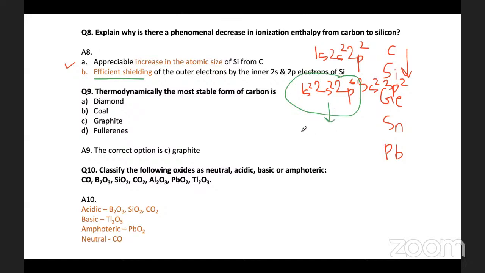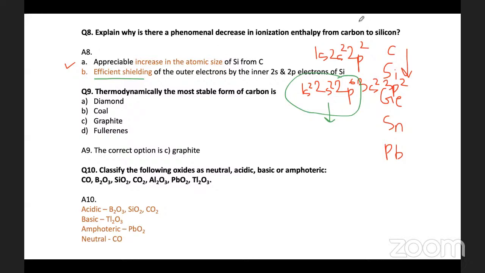So the nucleus will not be able to drag the 3s2 and 3p2 electrons. That's why these electrons are very vulnerable. The nucleus is not able to bind the electrons of silicon too tightly, so they are easy to expel. That's why much less energy is required to pull off the valence electron of silicon. So if we go from carbon to silicon, there is a drastic decrease in the ionization enthalpy.